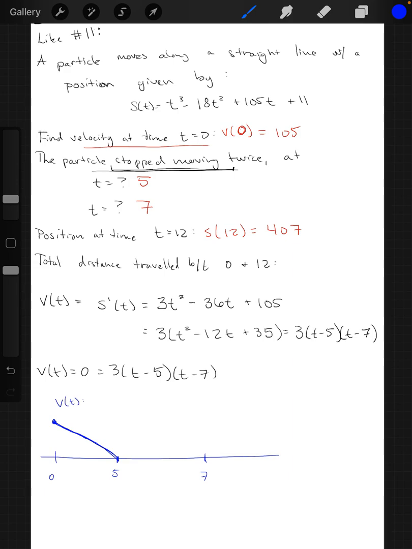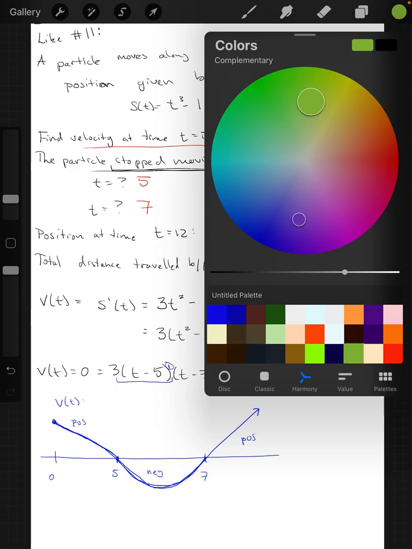And because this 0 has an odd power, we're going to break down through it. We're not going to come up again until 7 because we can't do anything with the x-axis until another 0. This also has an odd power, so we go back through it again. And the point of that is that velocity is going to be positive here, negative here, and positive here.